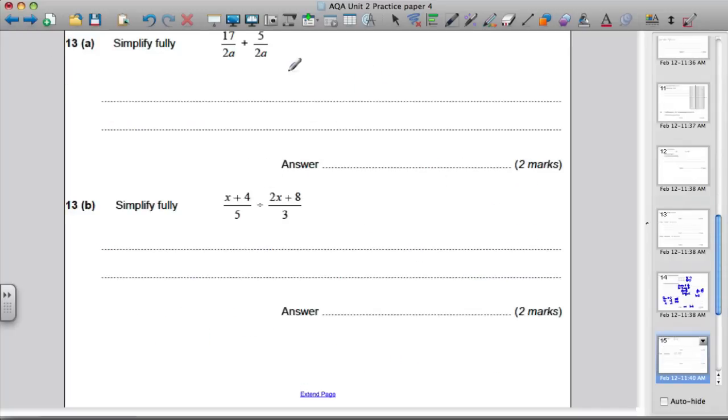Okay, simplify fully. 17 divided by 2a plus 5 divided by 2a. So 17 over 2a plus 5 over 2a is simply 22 over 2a, but you can simplify this because 2 divides into the top and bottom, so that simplifies to 11 over a.